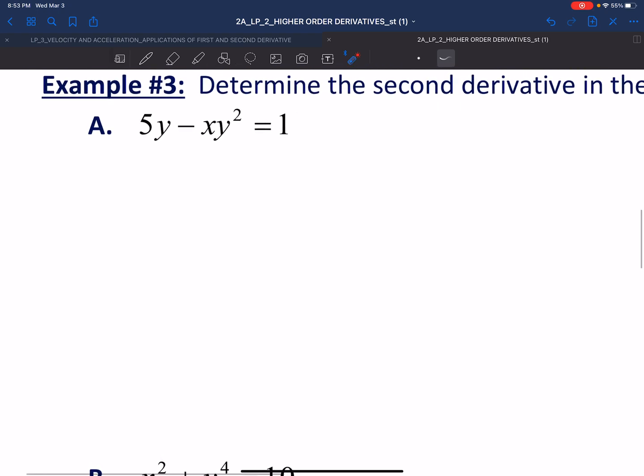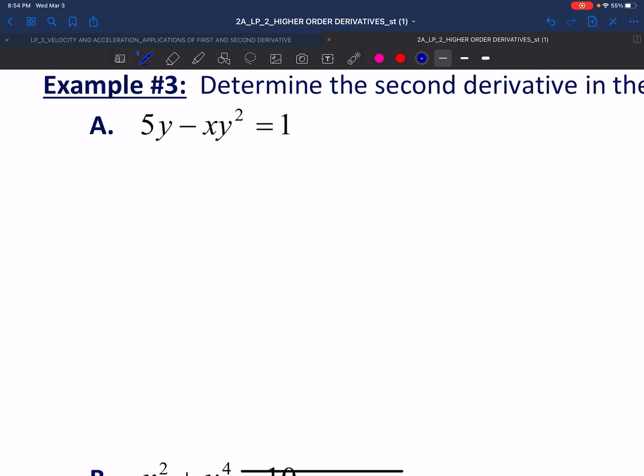So let's get started. We are ddxing each side, which means that we are finding the derivative of every term. So 5y minus ddx of xy to the power of 2 equals ddx of 1. So as you see here, we have implicit differentiation. So the derivative of 5y is 5 times dy dx.